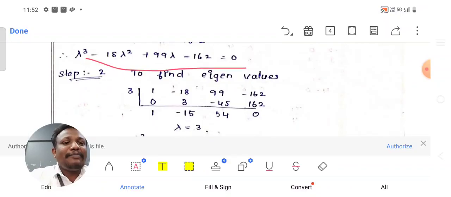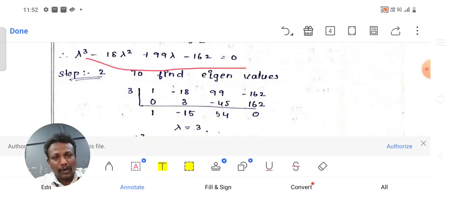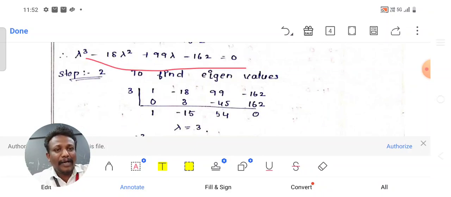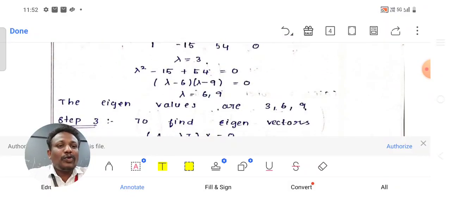Now step 2. In step 2, we need to find the eigenvalues. First we are going to use a calculator to find the eigenvalues. I have uploaded another video on how to use the calculator for finding eigenvalues. You can go to that video to get a clear idea, and I will share the link in the description also. So now we directly move on: the eigenvalues are 3, 6, 9.